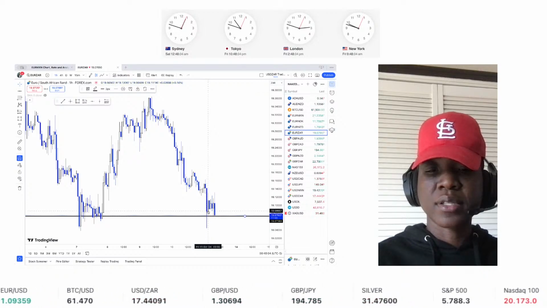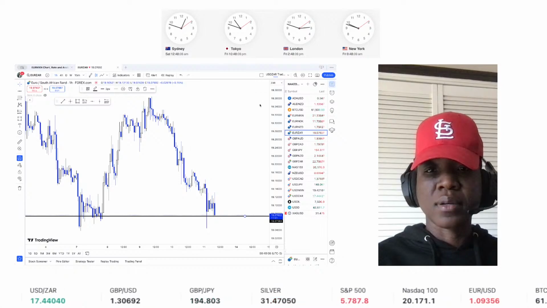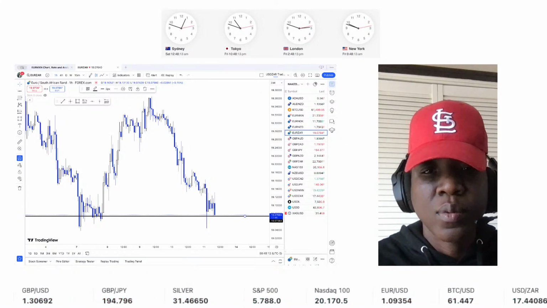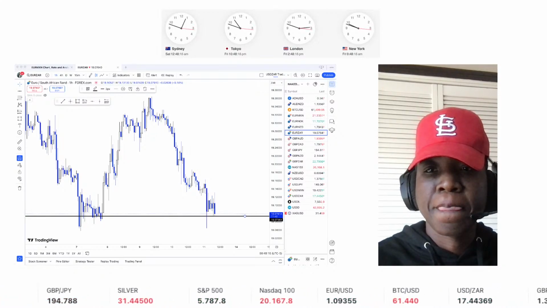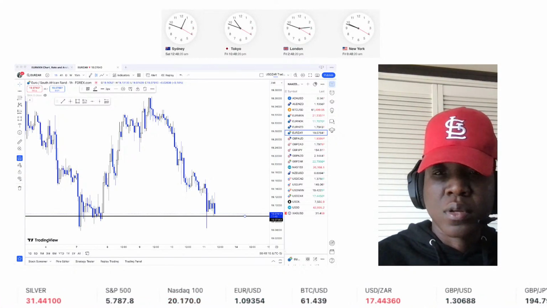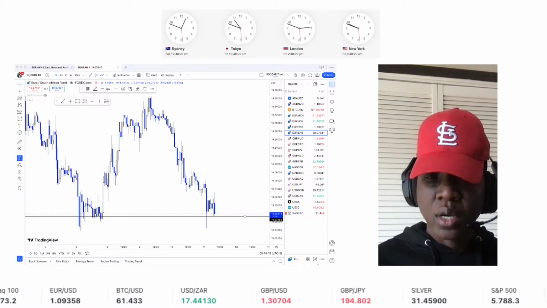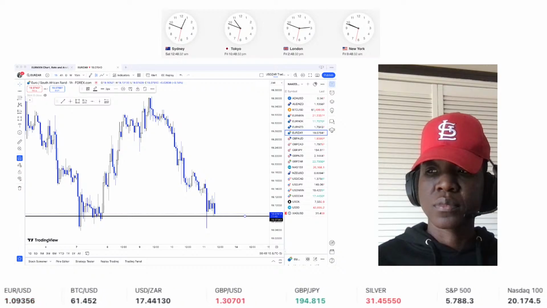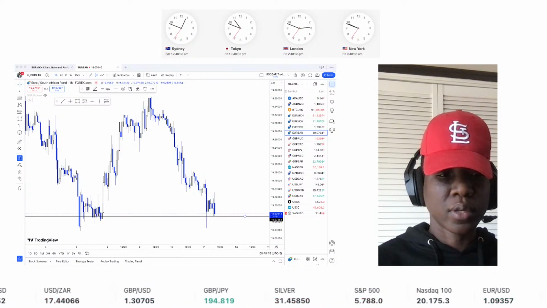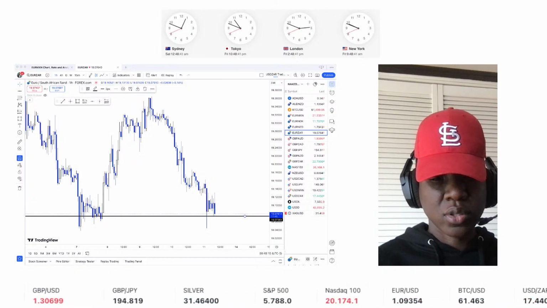So I believe it could have been around this time, so either one of these candles. Let me pull it up on a different screen. Let's see. USD, no, it wasn't USD ZAR. It was Euro. Pull up the history. Yeah, so just Euro ZAR.